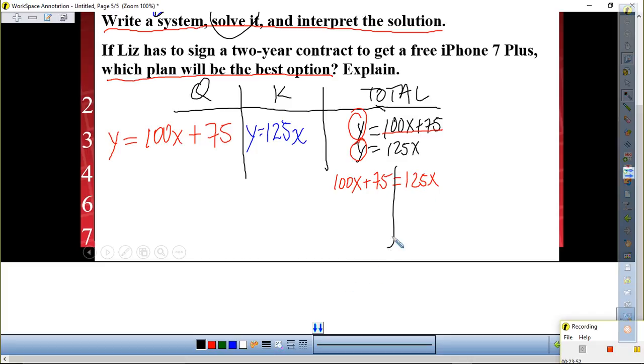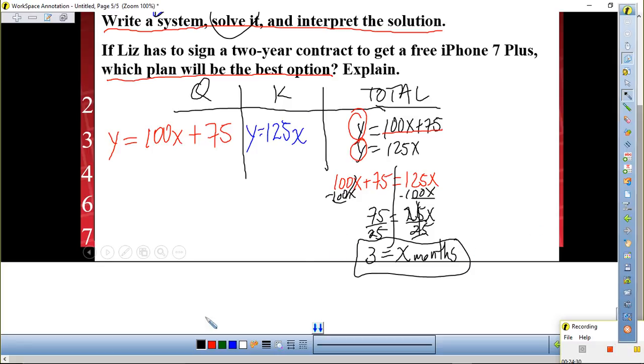All right? Claire, what do you do from there? Subtract 100x from both sides. Thank you. 75 equals 25x. Our last step, everyone? Divide by 25. Divide by 25. 3 equals x. What does the x represent? Months. So months. Let's label that so we won't forget. Okay, so we got x done.